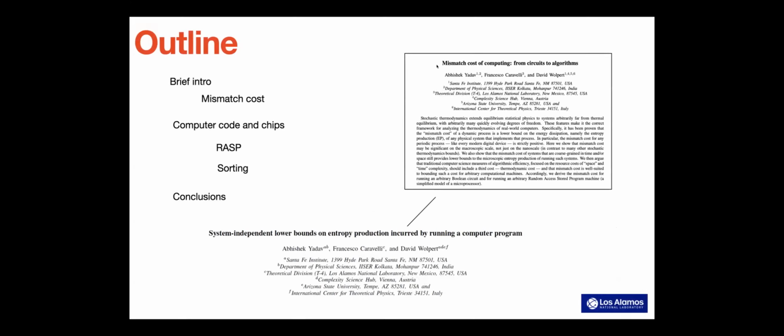There is a paper which is already on the archive that you can go and have a look at, which is this one. It's going to be updated very soon with a little bit more results. The idea is I'll give a very brief introduction to stochastic thermo. I don't need to tell you much about it, and essentially talk a bit more about mismatch costs. Then we'll go into a little bit of the details, and I will discuss how to compute the mismatch cost for computer codes and simple models of computers, particularly using GRASP. Then we'll move on and discuss sorting algorithms at a higher level, and we'll have very brief conclusions.